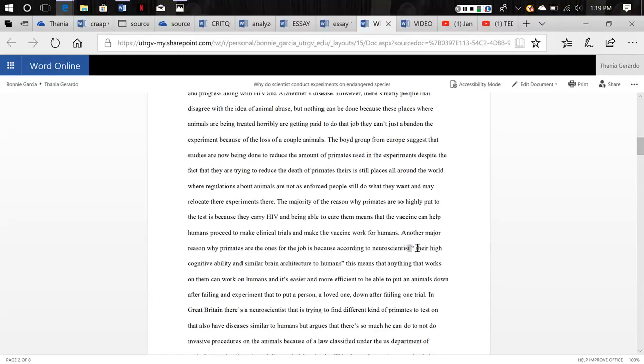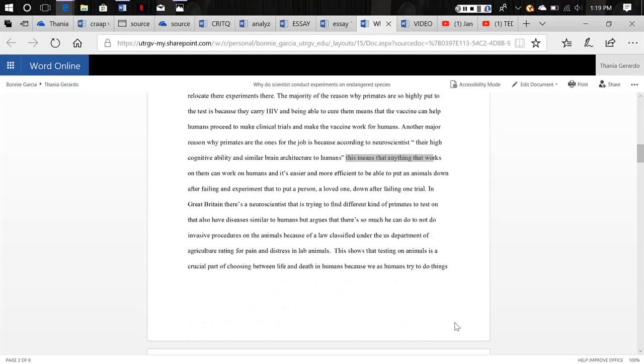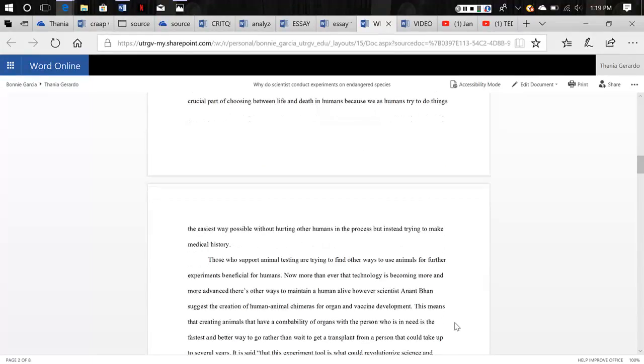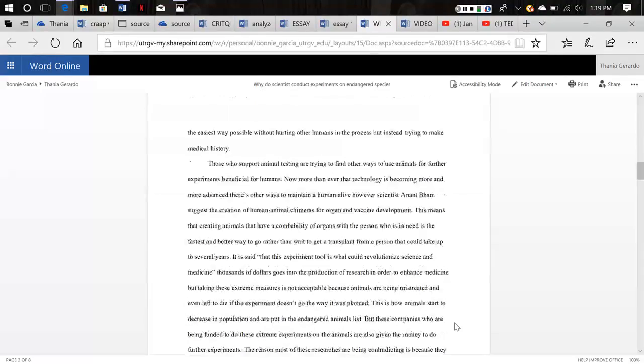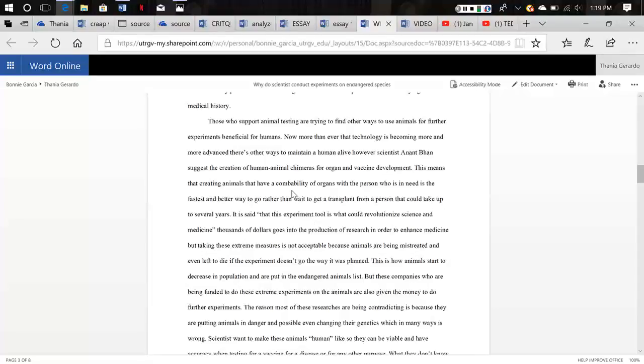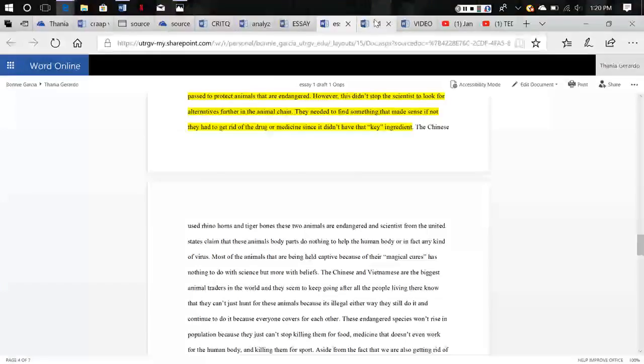And then I use a quote. Right? So they have high cognitive ability and similar brain architecture to humans. This is where I was explaining that the primates are closely related to humans. So that's why they're testing on them instead of other animals. And then I go on to explain what that means. So I explain and I explain. So as you can see, this part of my essay is better, much more understandable, because my other essay didn't have any quotes, nothing, as I just said.